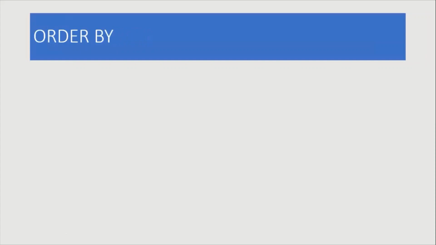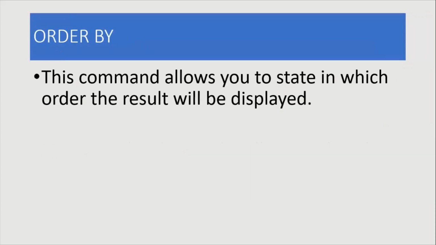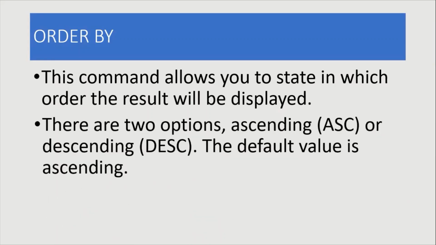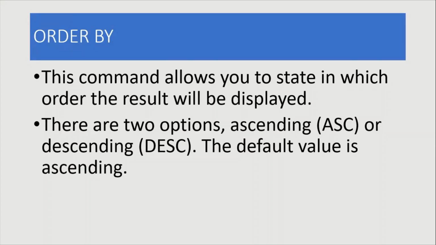Now, let us see the basics for it before going to the practical part of it. So, ORDER BY, these commands allow you to state in which order the result will be displayed. If you want the result to be displayed in a certain order, that's where we use ORDER BY. There are two options for displaying your results: your results can be displayed in ascending order, or in descending order.